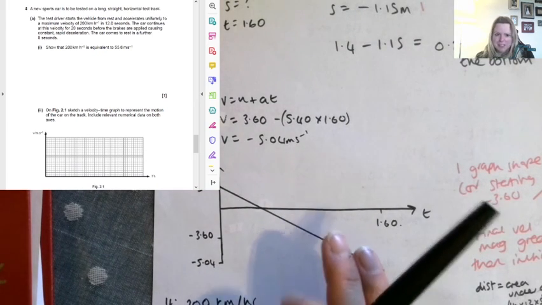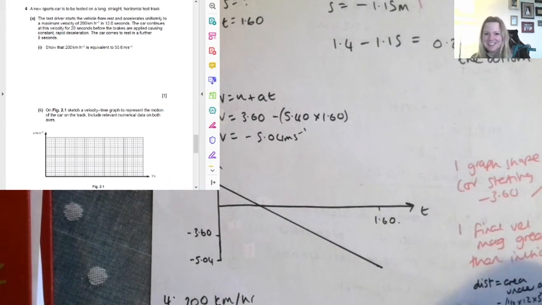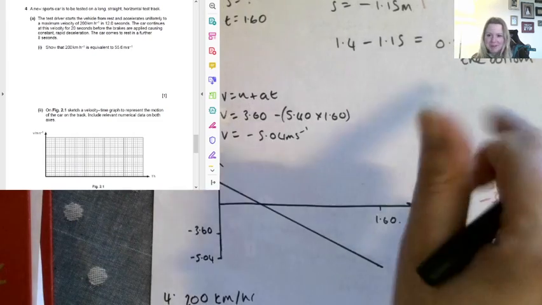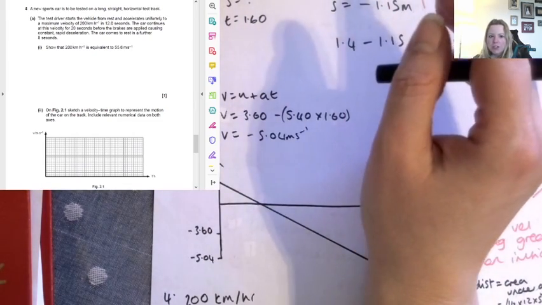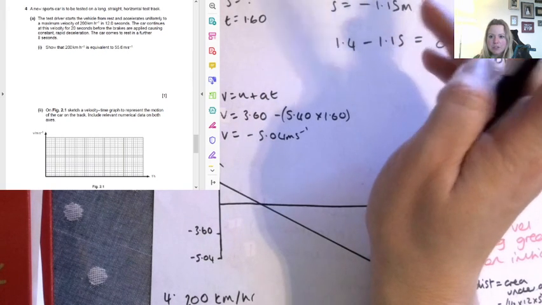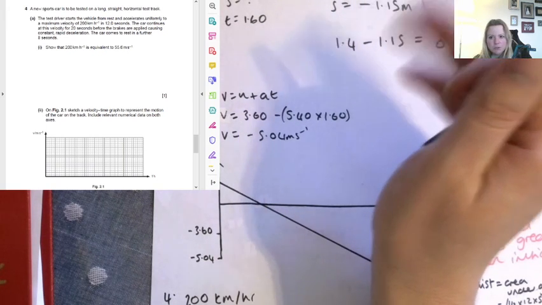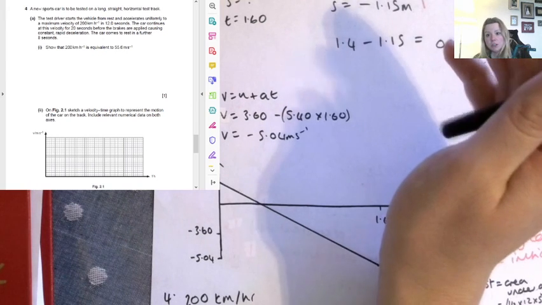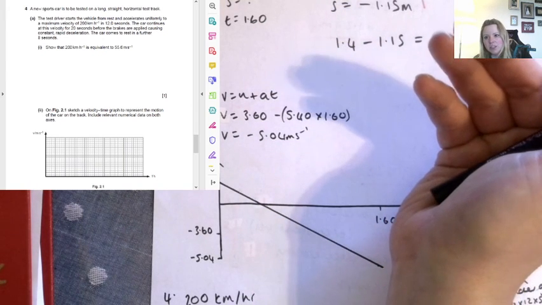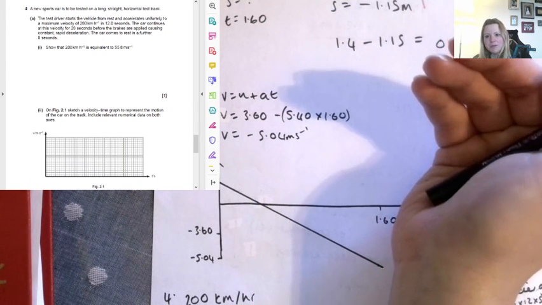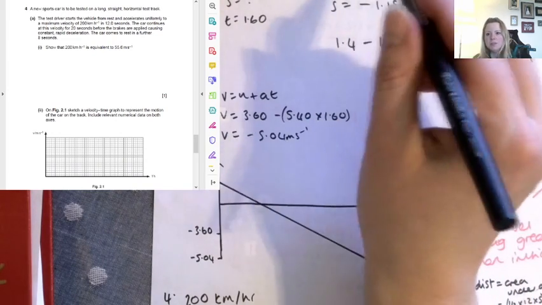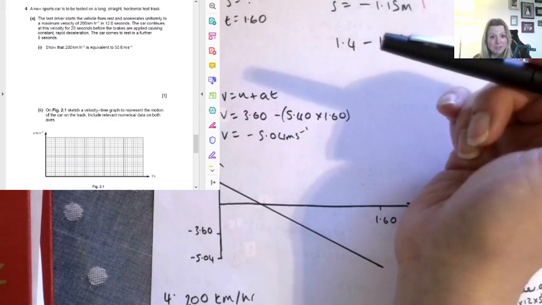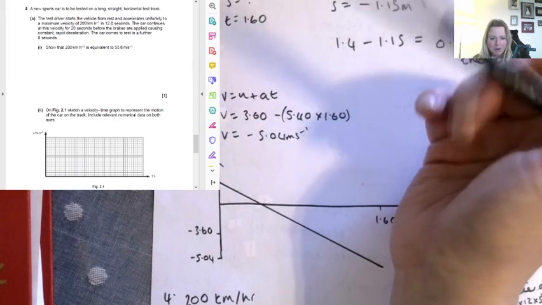Right, I'm apologising in advance here. I was determined to get this on two sides of a page, and I've squashed my working for this one a wee bit. So, a new sports car is to be tested on a long, straight, horizontal test track. The test driver starts the vehicle from rest, accelerates uniformly to a maximum velocity of 200 kilometers per hour in 12 seconds. The car continues at this velocity for 20 seconds before the brakes are applied, causing constant rapid deceleration. The car comes to rest in a further 8 seconds. All that information we don't actually need until the next part of the question.